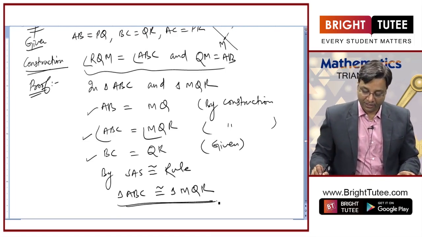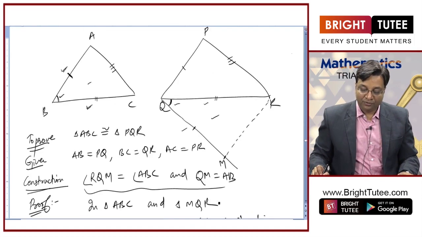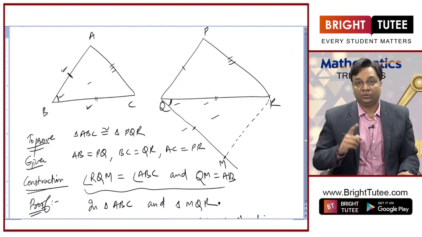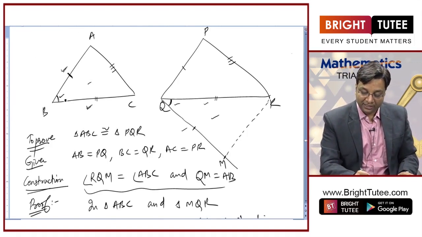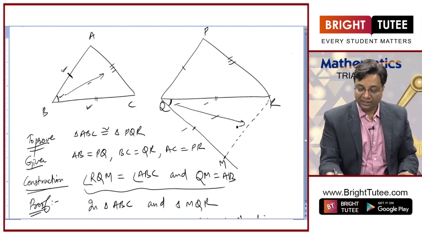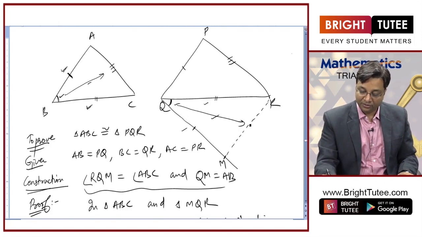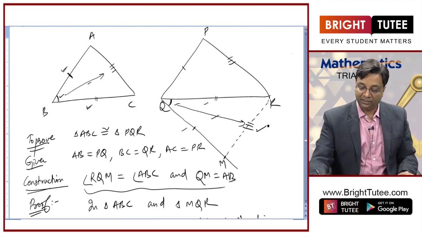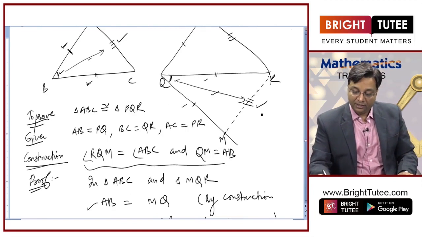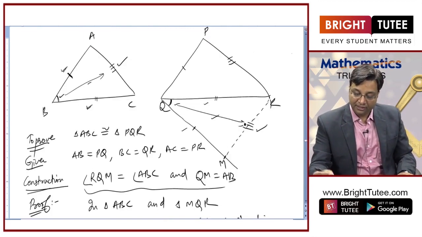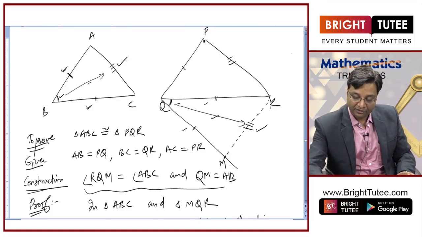Once I have proved that these are congruent triangles, I can say by CPCT, that is corresponding parts of congruent triangles are equal, that the side opposite to this angle, that is this side, is equal to AC. So let me mark it by these three bars here, which shows that this side is equal to this side. So now this side is equal to side PR.